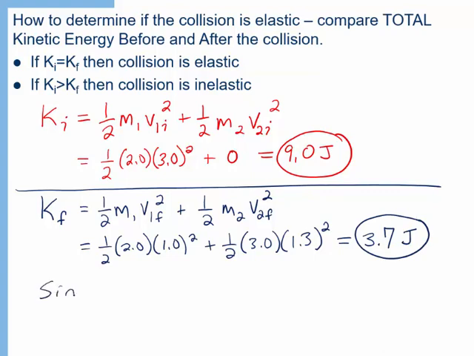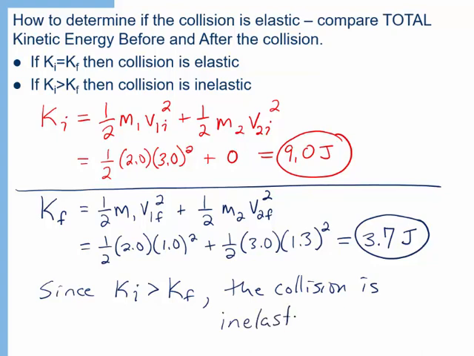Therefore, since Ki was greater than Kf, the collision is inelastic. Now, the objects didn't stick together, so it's not completely inelastic. It's just inelastic. Kinetic energy was lost. Probably it went into deforming the objects. In other words, they crashed into each other and sustained damage.